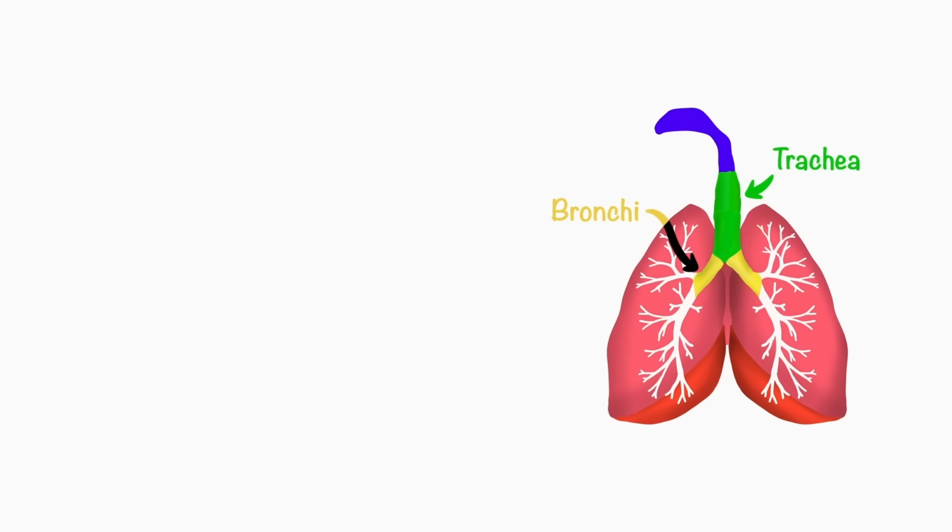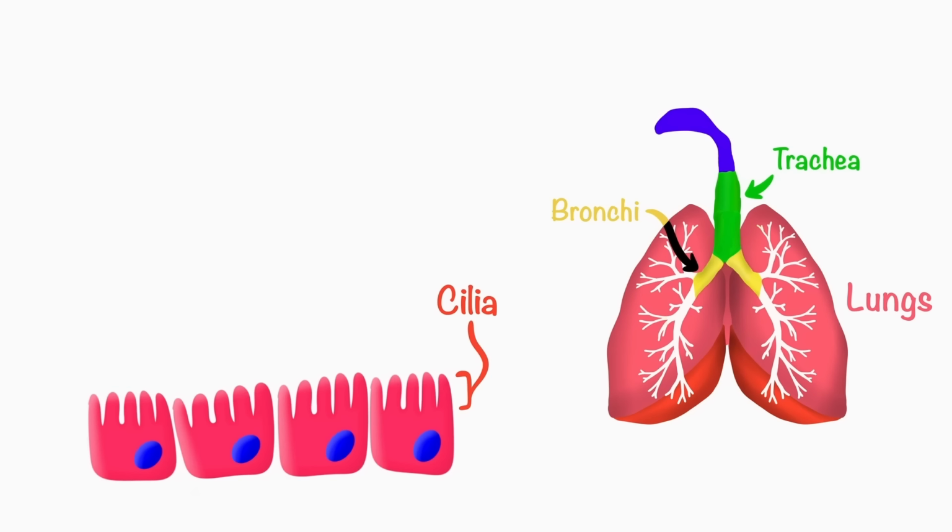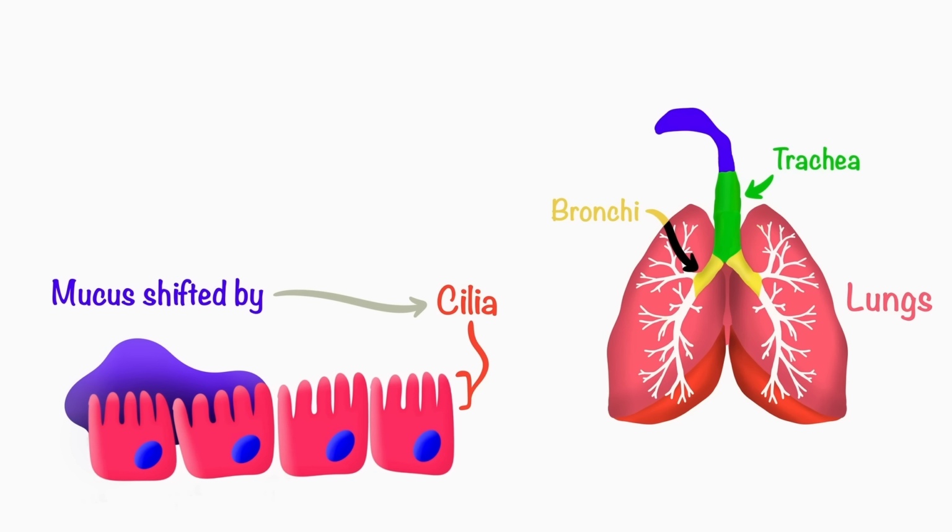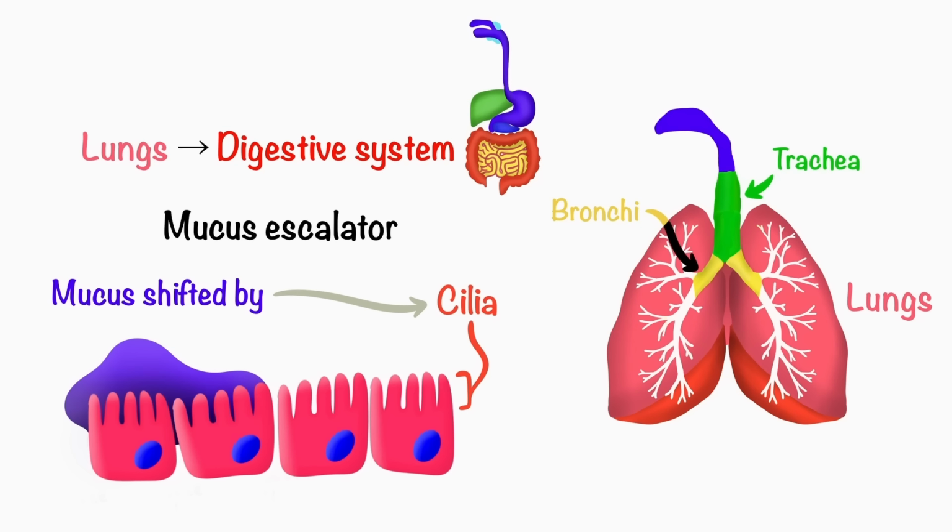Similarly, the trachea and bronchi, the airways leading to our lungs, are lined with cilia, microscopic hair-like projections. These tiny structures move in a coordinated way to waft mucus upwards to the back of the throat, where it can be swallowed. This mechanism is sometimes called the mucus escalator because it continuously moves trapped particles away from our lungs towards our digestive system.